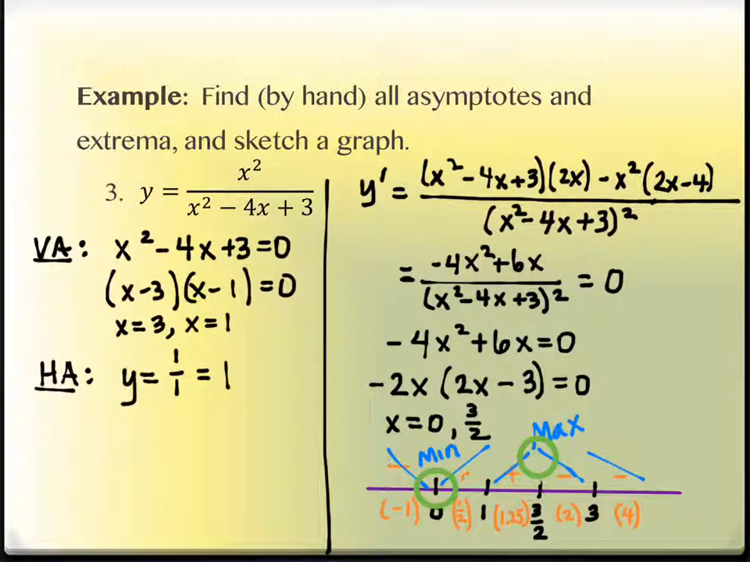So we found these two locations, two critical points, and those critical points are actually happening where the denominator is equal to 0 and where the numerator is equal to 0. So the numerator is equal to 0 at x equals 0 and x equals 3 halves, which we marked. And then we also had the denominator equal to 0 at 1 and 3. That's where we had vertical asymptotes.